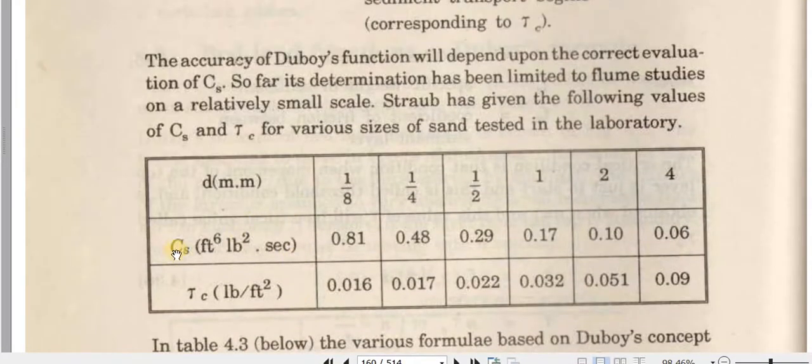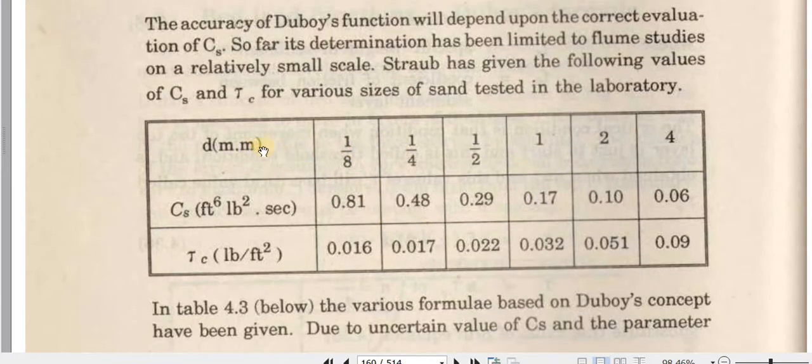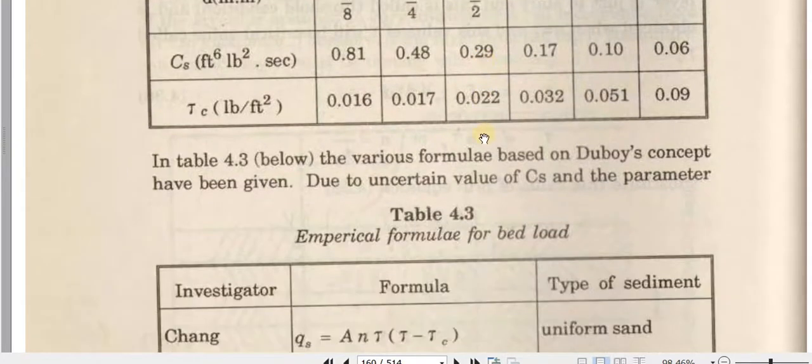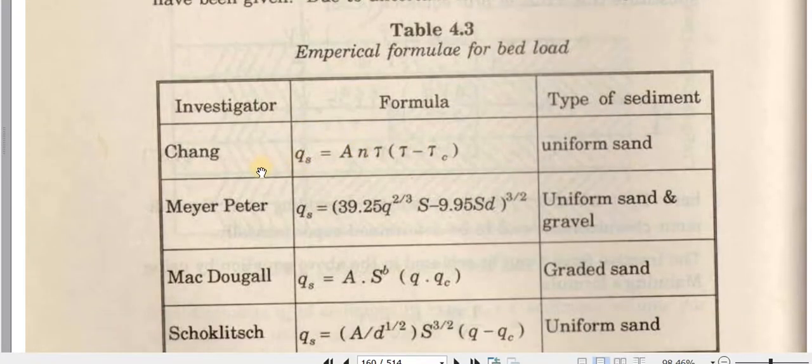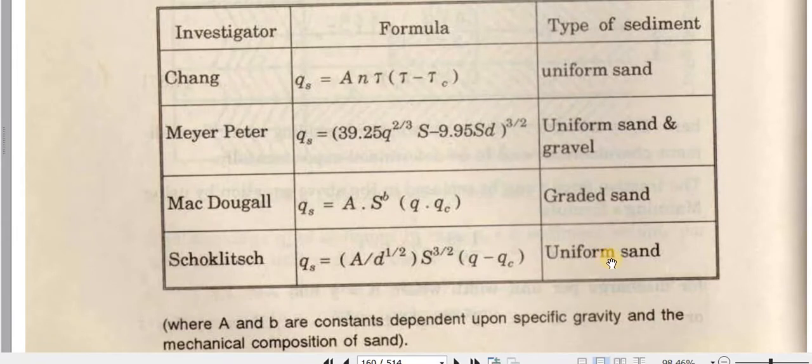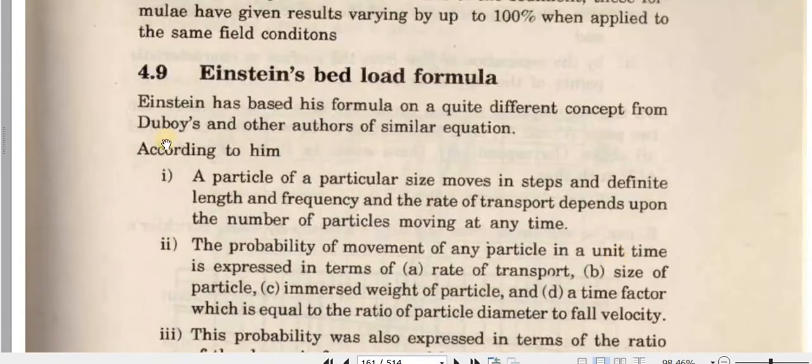These are the values of S_c and critical tractive force against the particle diameter: 1/8, 1/4, 1/2, 1, and so on. Particle diameter is in millimeters. There are other equations similar to the Du Boys function: Schoklitsch, Meyer-Peter, and others, and these are equations for uniform sand and gravel, graded sand, and uniform sand. The second bed load function is the Einstein bed load formula.